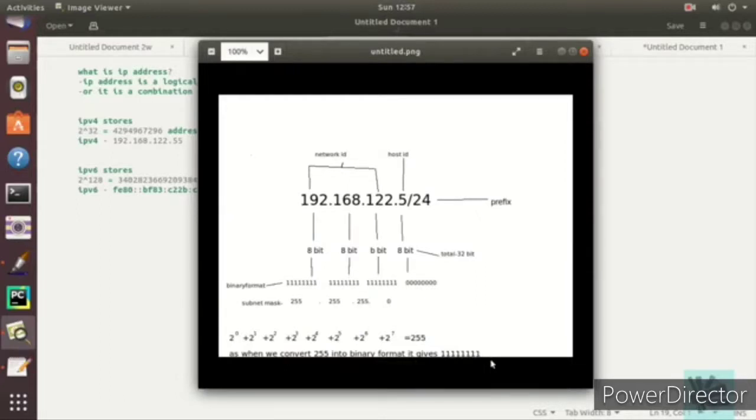And here you see the prefix of 24 that tells us how many ones and zeros there are, as 24 means 24 ones and 8 zeros, comprising 32 bits. And if it is 16, there are 16 ones and 16 zeros, which comprise 32. Now we can identify the network ID: 24 means 8 plus 8 plus 8, the first three numbers. 192.168.122 is the network ID with a prefix of 24, and 5 is the host ID in this IP.